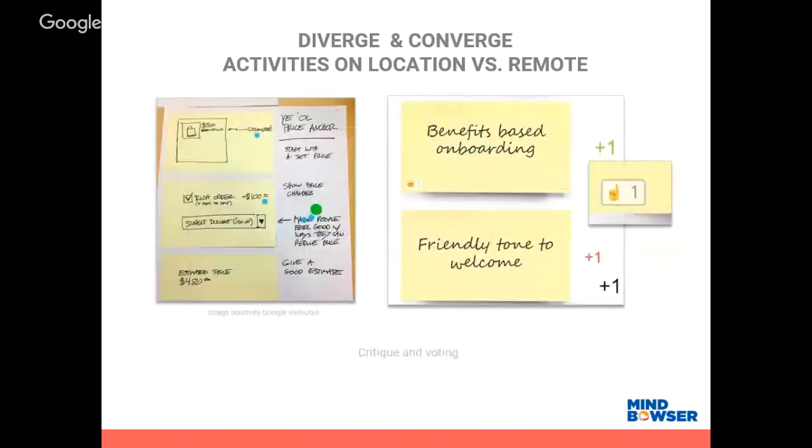And then when we converge, we use activities like dot sticker voting or critique, and then discussing it as teams, and choosing the best ideas that can be done. So at the left, you can see that there are these dot voting stickers which have been put to vote the best idea.